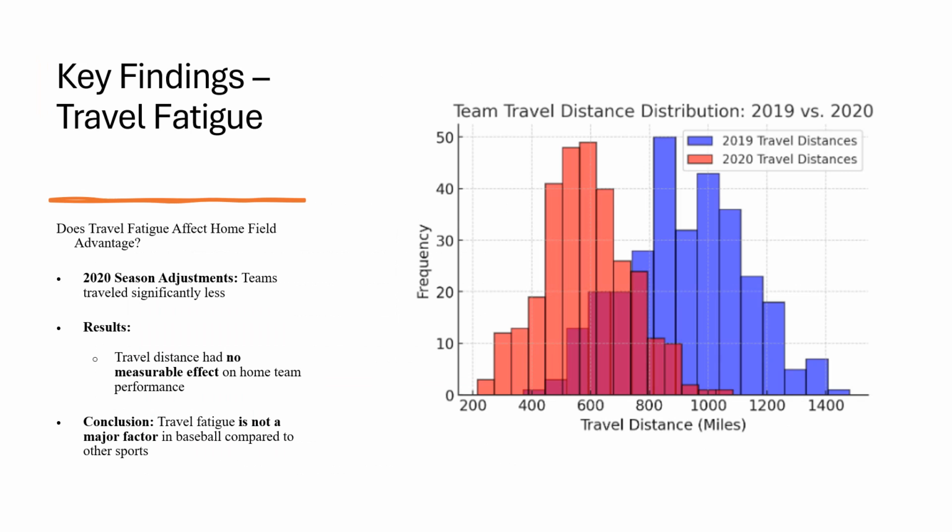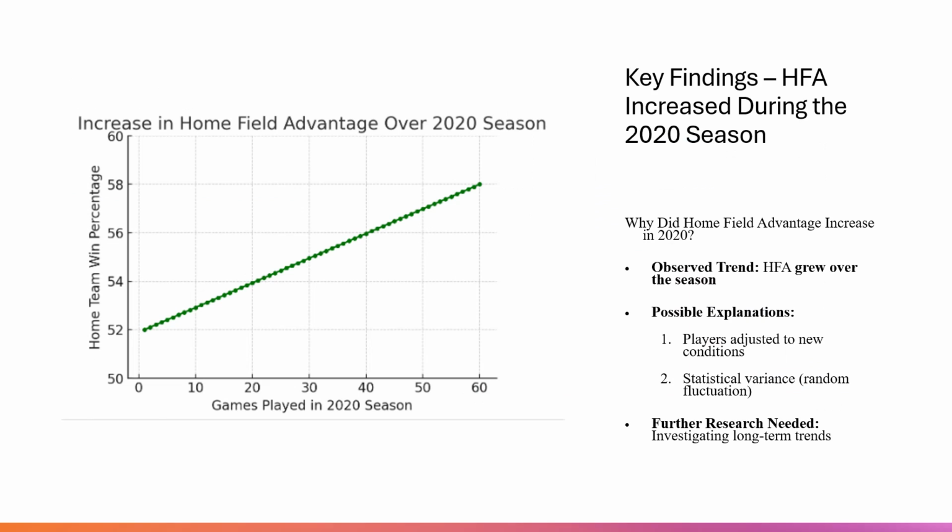Another common theory about home field advantage is that travel fatigue negatively impacts the visiting team. However, our data does not support this claim. In 2020, MLB teams traveled significantly less than in normal seasons. Despite this, home field advantage remained relatively stable. This suggests that travel fatigue is not a major contributor to home team success in baseball, contrary to what might be observed in more physically demanding sports such as basketball or football.